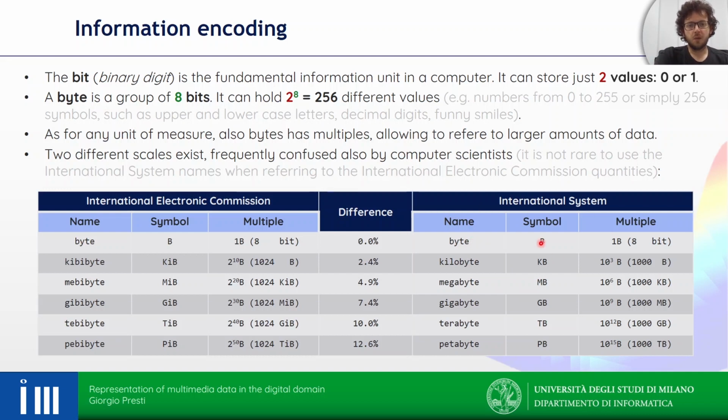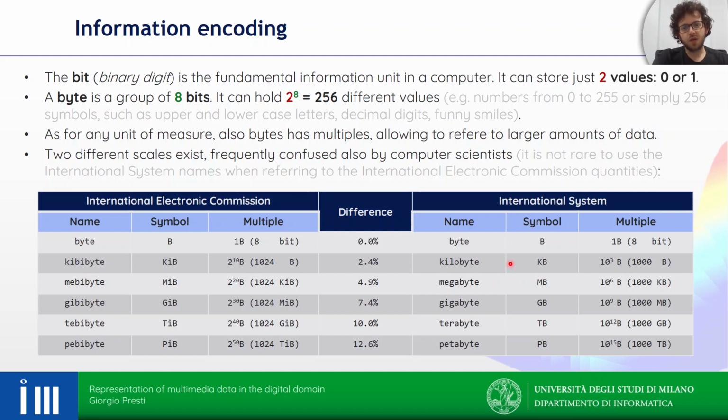If we have a byte, whose symbol is just an uppercase B, it's made of 8 bits, as we saw. 1 kilobyte is made of 1000 bytes. 1 megabyte is made of 1000 kilobytes. This is the usual International System scale. For example, 1 kilogram is 1000 grams.